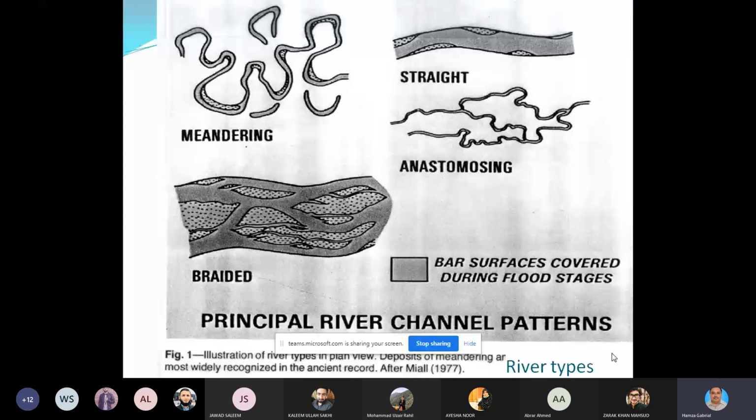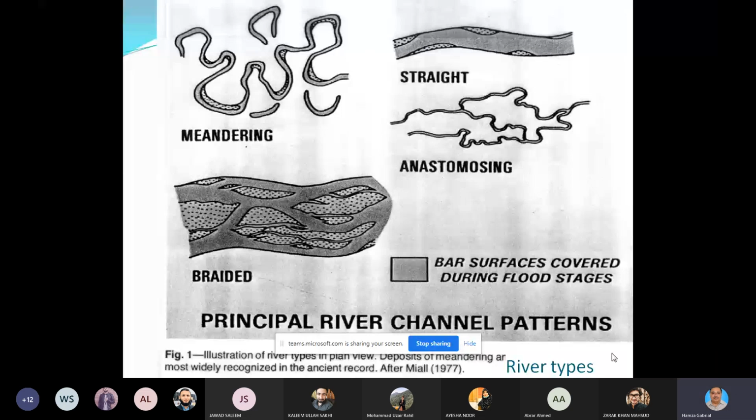So these can occur within one river as well. For some part, it may flow in a straight reach. Some part, it will be exhibiting the meandering pattern, in some braiding, and in some anastomosing.